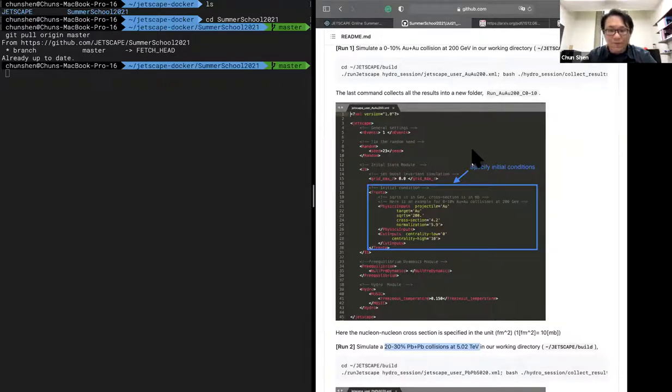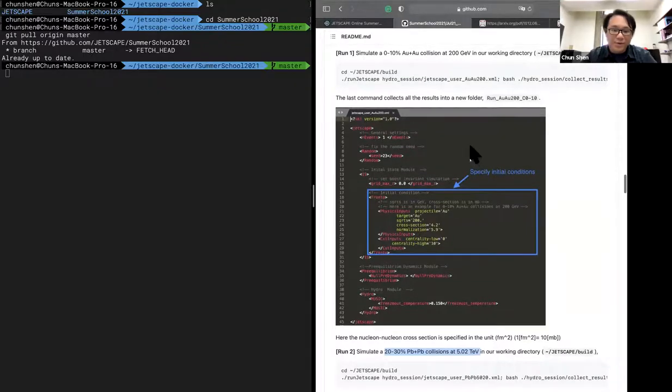So my first question, before we run, is: which system will have a higher initial temperature? Will it be a central gold-gold collision at 200 GeV or a semi-peripheral lead-lead collision at 5 TeV? These two collisions are, in some sense, comparable in terms of the number of particles produced. So you can send your guess or your estimate on the Slack: which system do you think will be hotter at the initial time of the hydro? We'll find out together today by doing these simulations using JETSCAPE. But you can first post your estimate on the Slack and give a brief reason why you think so.